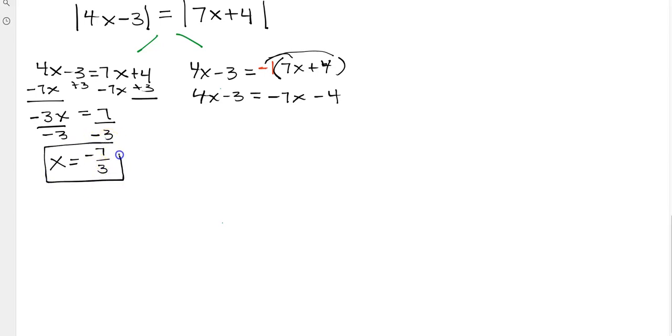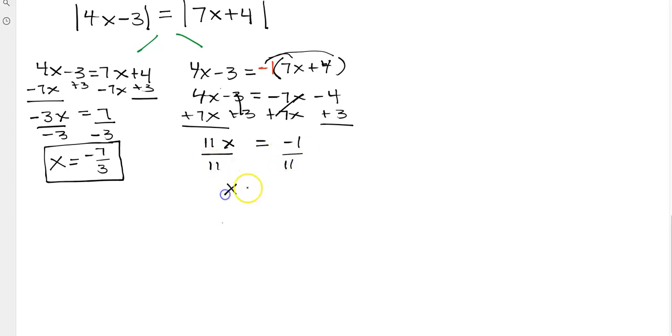Okay, so we got x equals -7/3, and then on this one, oftentimes I like to just move my x's to the left side unless it looks like it's going to be a lot easier to move them the other way. All right, so here I have 11x equals -1, and so then I'll divide by 11, so x equals -1/11. So these would be my two solutions on that.